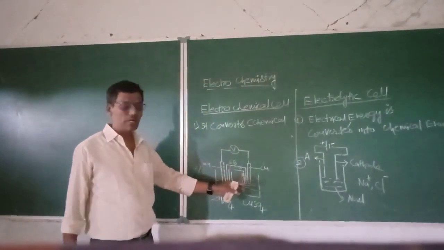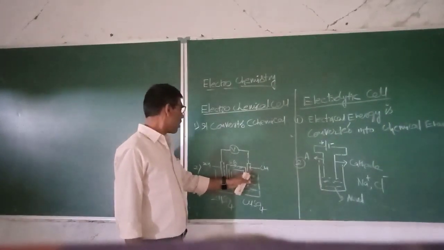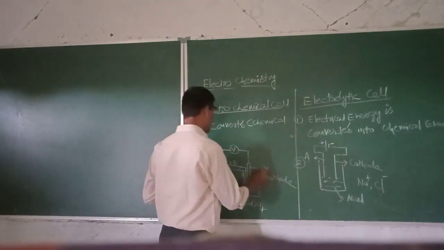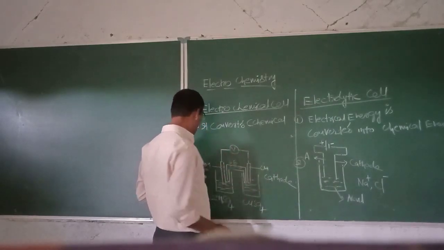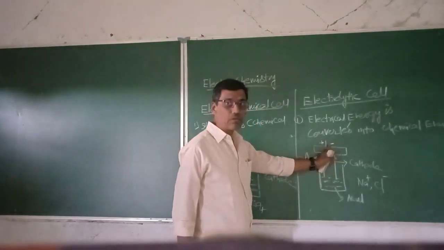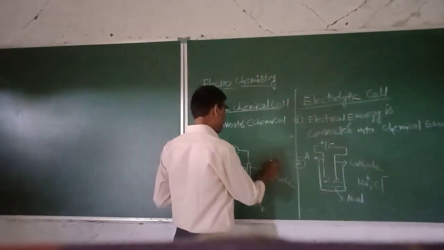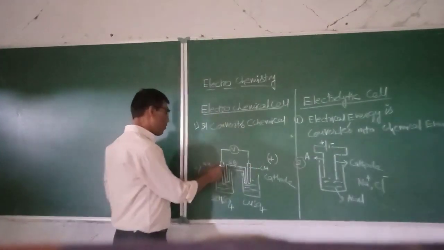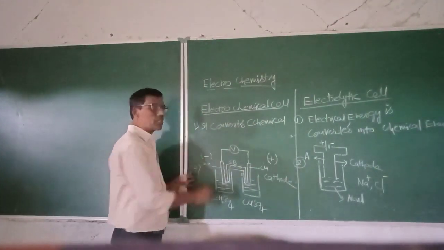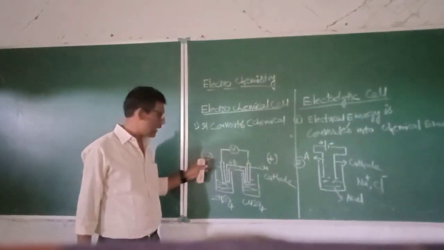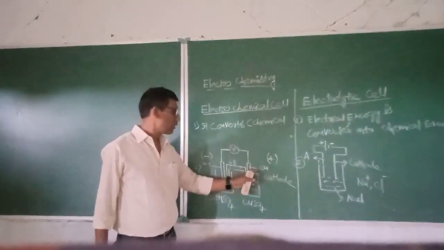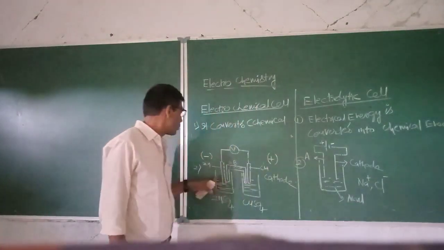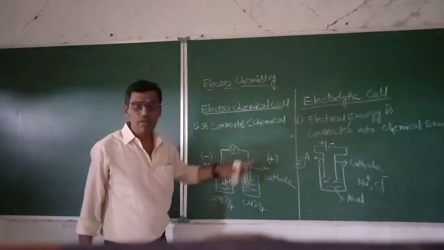If you look at this, another important difference is that this is copper and this is zinc. Copper is called the cathode and zinc is the anode. In the galvanic cell, a positive potential is developed at the cathode, whereas at the anode a negative potential is developed. You can take copper as the positive terminal. Whereas in the electrolytic cell, the cathode is connected to the negative terminal of the battery. So that is another important difference between the electrochemical cell and the electrolytic cell.